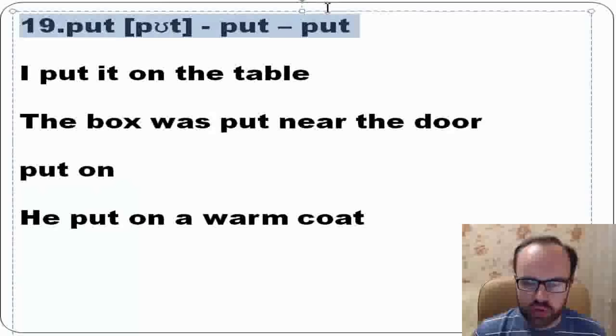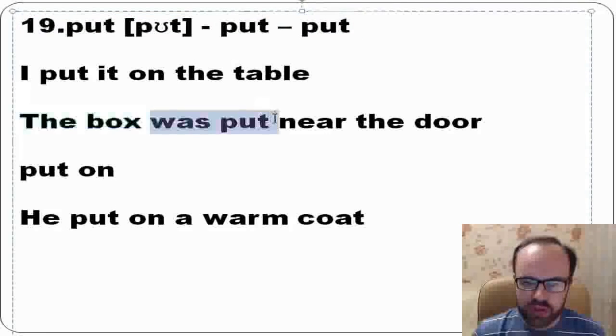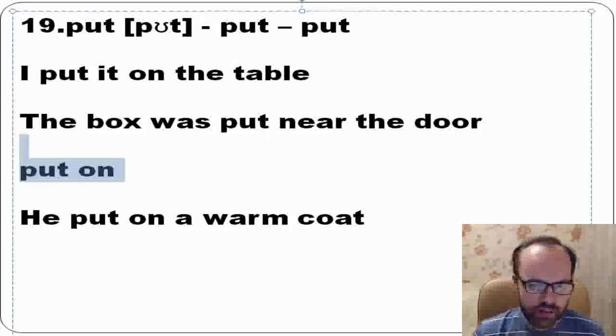Put, put, put. I put it on the table. The box was put near the door. Its passive voice is was plus past participle. And put on, it's a phrasal verb. He put on a warm coat. So he put it on his body.